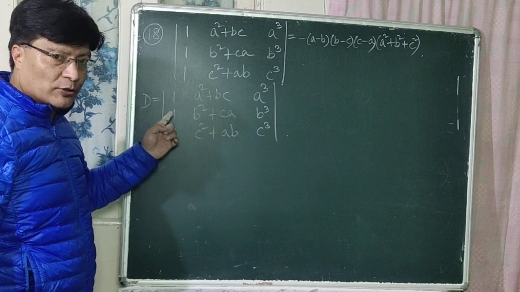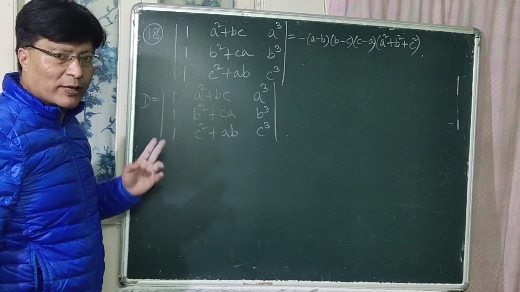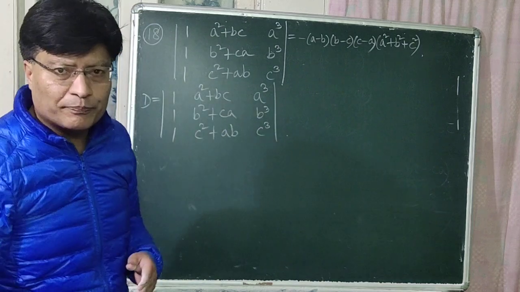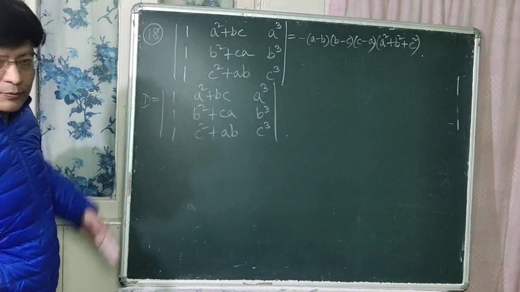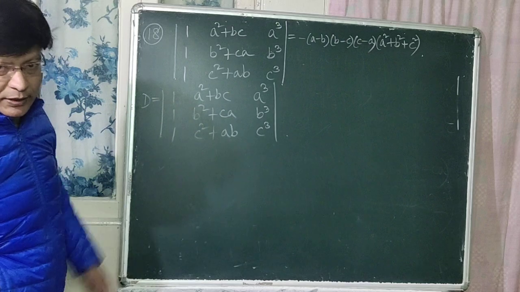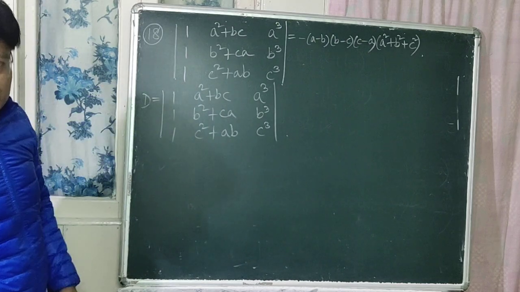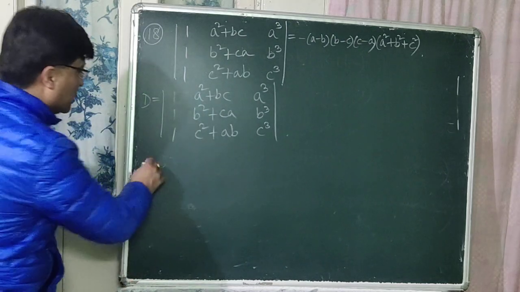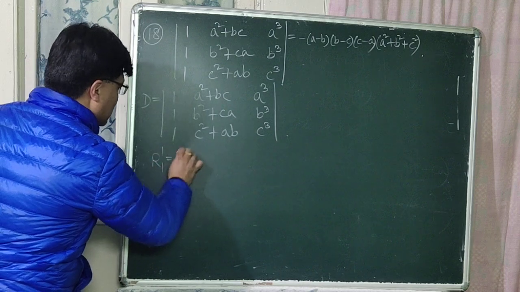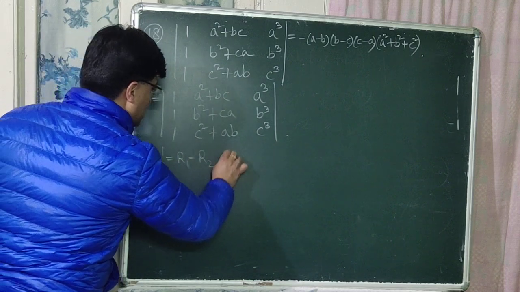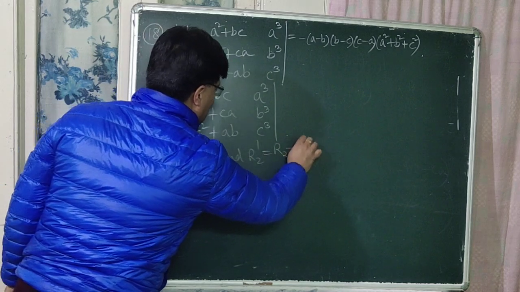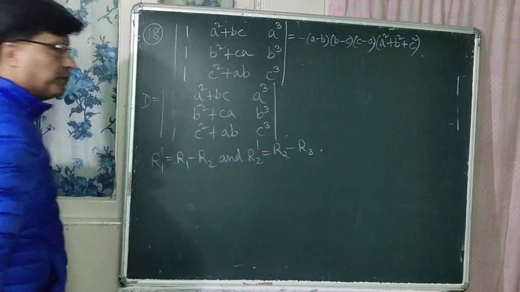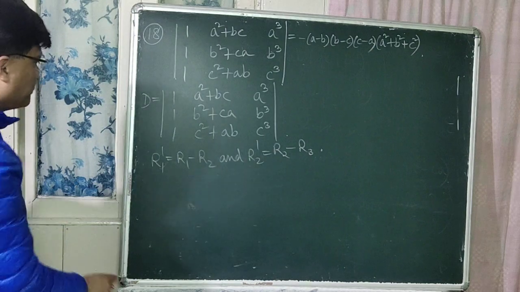So here also there are three ones in the first column. You can make any two of these ones 0 by using property number 5. That is R1 minus R2 and then R2 minus R3. That means row 1 and row 2 are changing here. So how can we write down the property? R1 dash is equal to R1 minus R2 and R2 dash is equal to R2 minus R3. Is it clear to all of you?